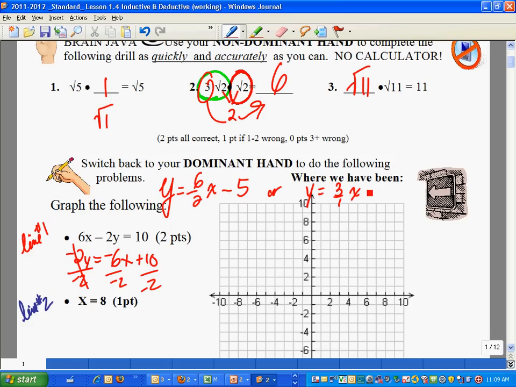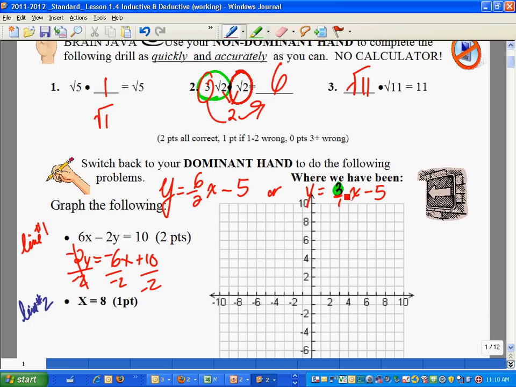If they just have 3, it's fine. It could just be 3, guys. Wait, I'm not done. If they just have 3, it's fine, because 3 over 1 is just 3, right? Yeah, okay. So I leave the 1 there so that it's easy to graph.